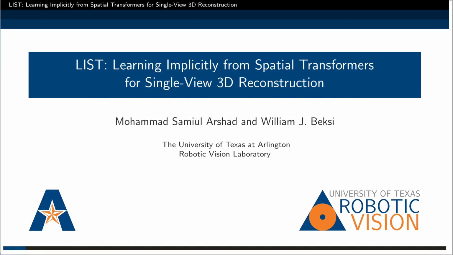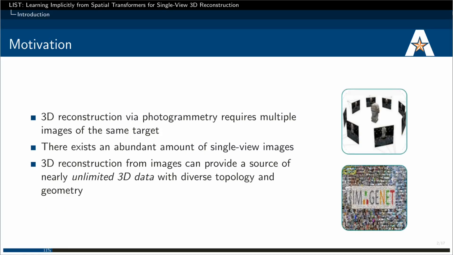In this work, we present LIST, Learning Implicitly from Spatial Transformers for single-view 3D reconstruction. Recovering the 3D surface from a 2D image has been a long-standing objective in the field of computer vision and image processing. It has numerous applications in various fields, including computer graphics, augmented and virtual reality, robotics, and medical imaging.